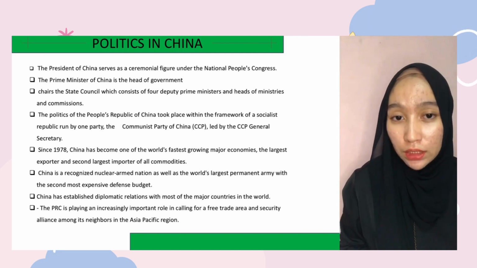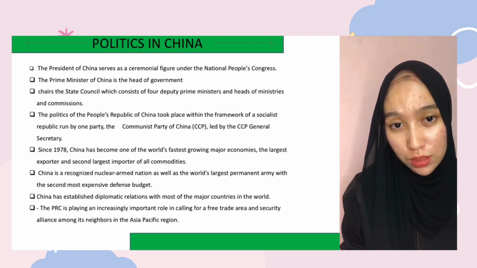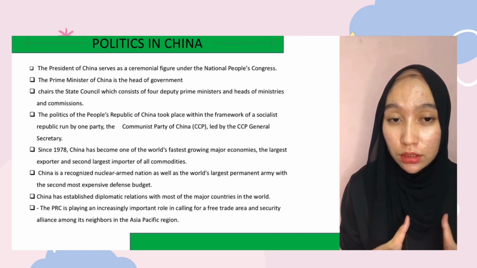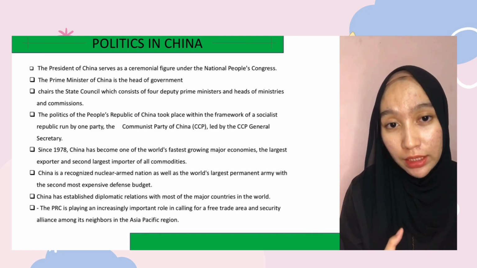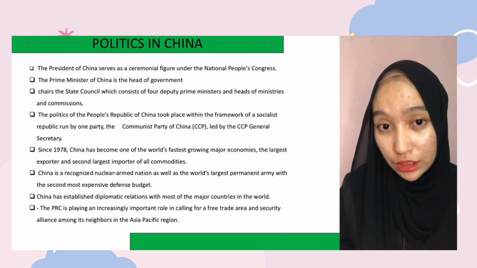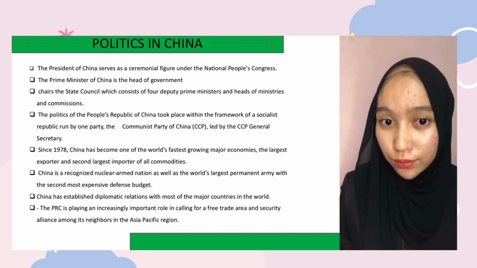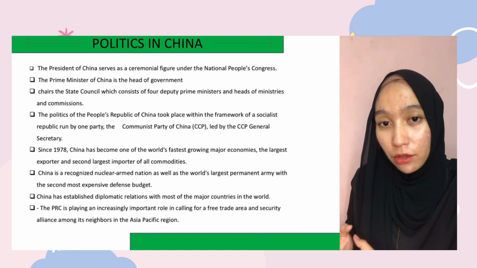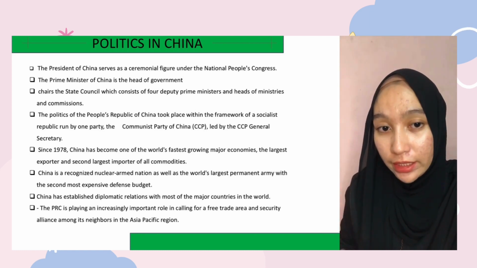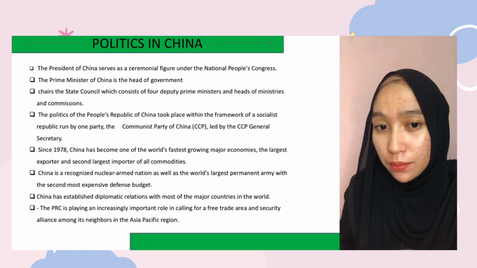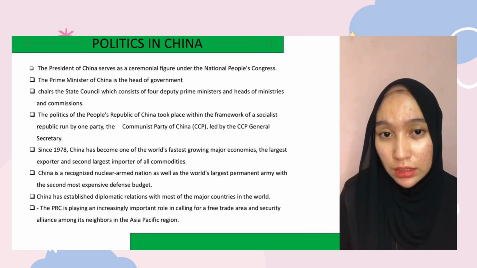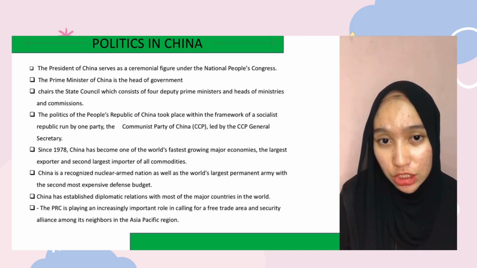China has made good diplomatic relations with most major countries in the world, such as Sweden, which became the first country to make diplomatic relations with China, and other Asian countries, plus 3 other countries, which are India, Australia, and New Zealand. In China politics, the People's Republic of China, which is PRC, plays an important role in calling for a free trade area and security alliance among its members in the Asia-Pacific region. This made good diplomatic relations with other countries.